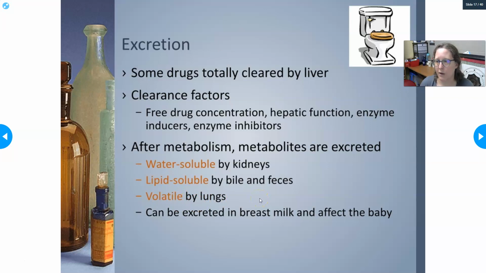And so this is, for example, alcohol. So when a person is drinking alcohol, of course, a certain amount is being detoxified by the liver, but some of it is actually being breathed out. You can smell it on their breath, which is why you can do breathalyzer tests to estimate the alcohol concentration in the blood. It's worth noting that drugs can also be excreted in breast milk and can affect the baby. So it is very important to pay attention to what a woman takes if she's pregnant or nursing.